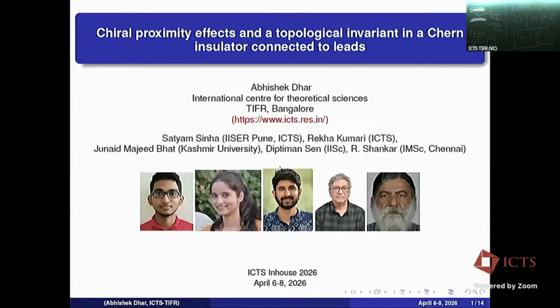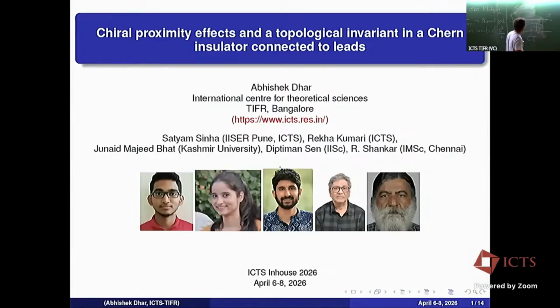Supposing you look at this geometry, we have this SPH. This is what I'll call a Chern insulator. And I connect it to leads. These are metallic leads. Then I put some chemical potential difference. So in this geometry now, I put a potential difference.